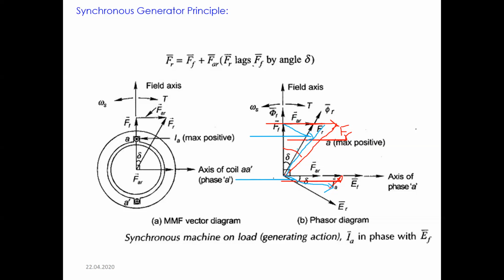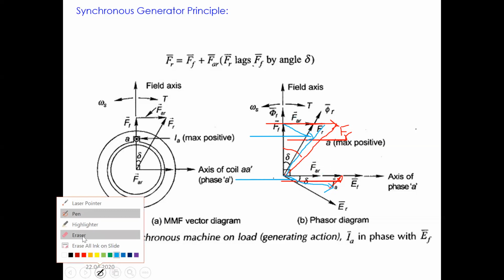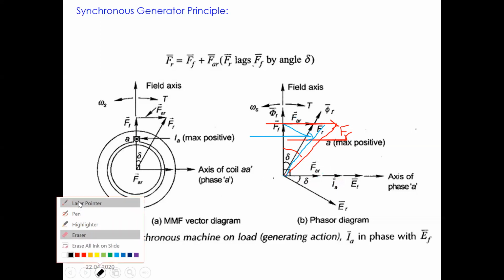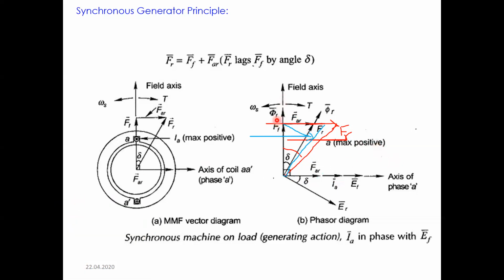And thus, in fact, what is shown here: if I remove this, this is the main field MMF, and the EMF induced because of the main field is at 90 degrees, because the EMF lags behind the main field MMF. Then this is the resultant MMF, and the phasor that represents the EMF because of the resultant MMF is the EMF here, again at 90 degrees.